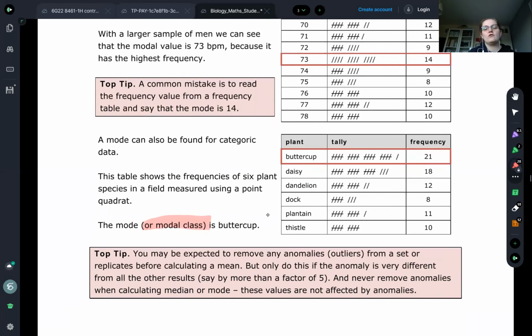Always, always, always look for any outliers or anomalies in a set of replicates before calculating any type of mean. But only remove them if the anomaly is very different from all the other results. We say generally, by rule of thumb, a factor of 5.